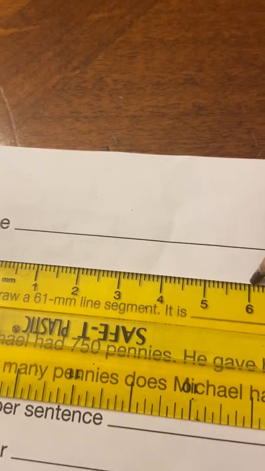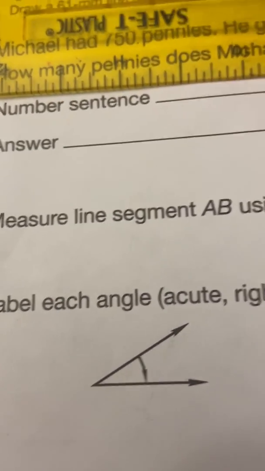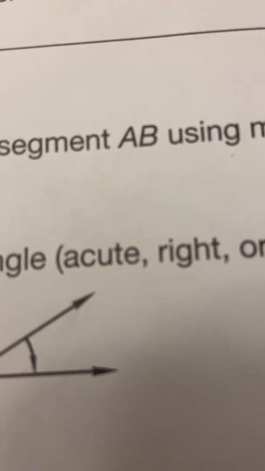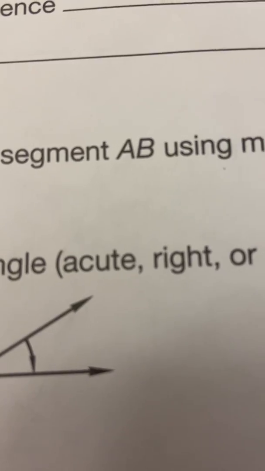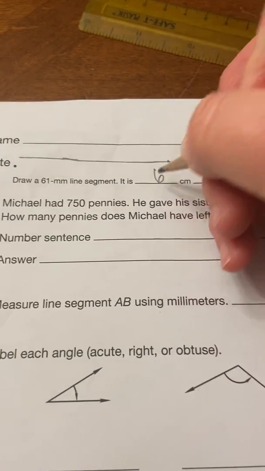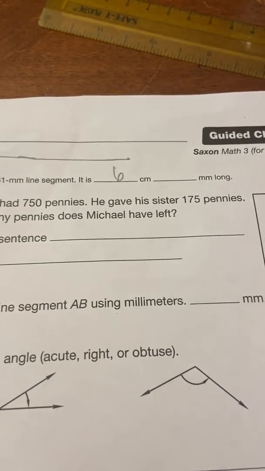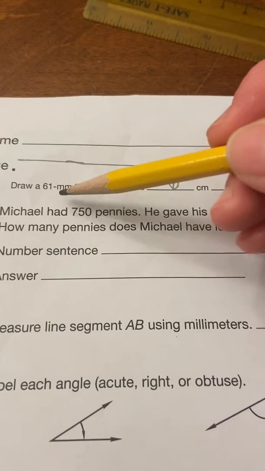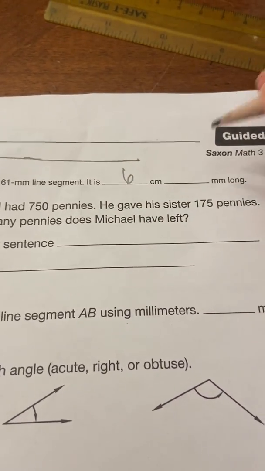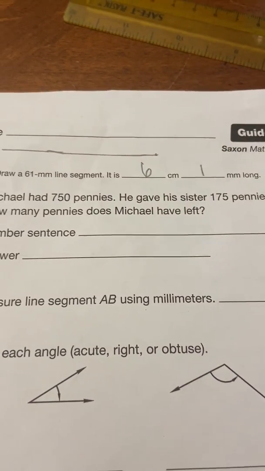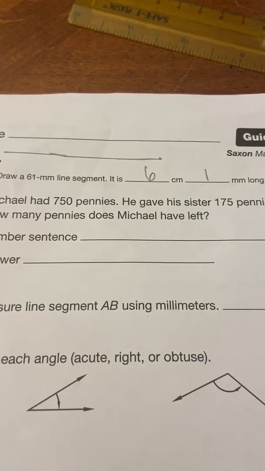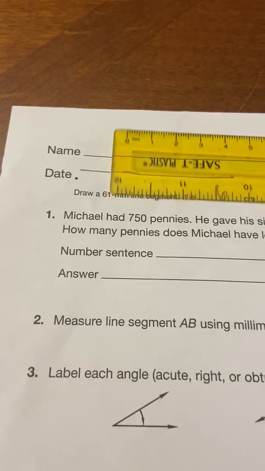Okay, and now I'm going to draw my line. It's really hard to draw a straight line with one hand. Okay, so there we go. So it is 6 centimeters, because remember, 1 centimeter is equal to 10 millimeters. Okay, so we had 6 centimeters and 1 millimeter long, because we went 1 past the 6 on our ruler.